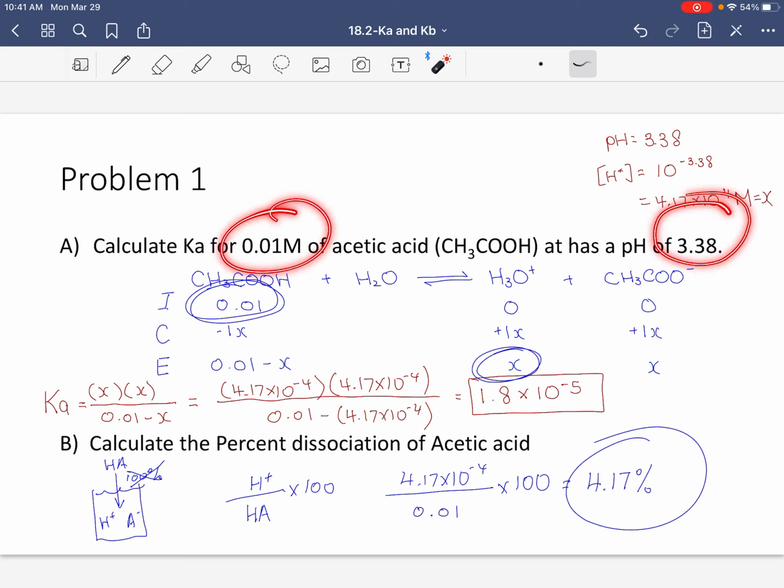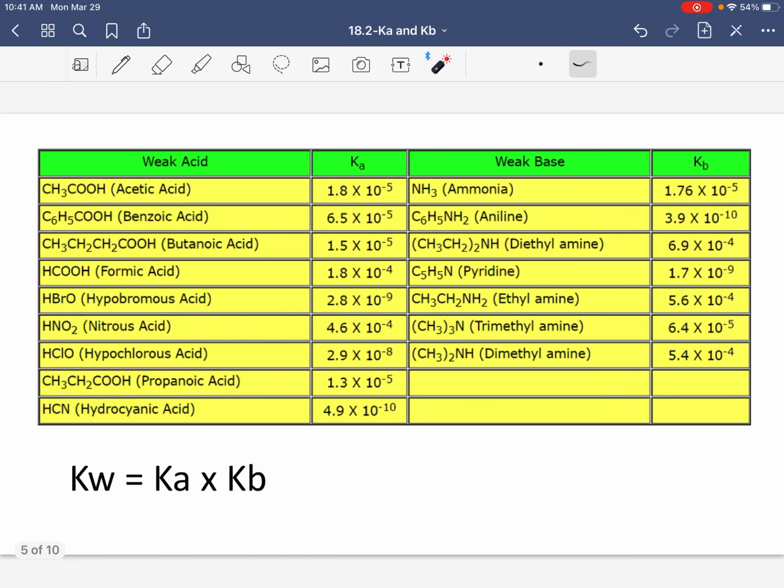I actually prepared 0.01 molarity of acetic acid, and I took a pH meter and measured that it's 3.38. And obviously I'm doing this at room temperature. So, hey, very good. And of course, there are other acids. These are all weak acids, like benzoic acid that you will learn about later when we do organic chemistry, and nitrous acid. A lot of these are organic acids.